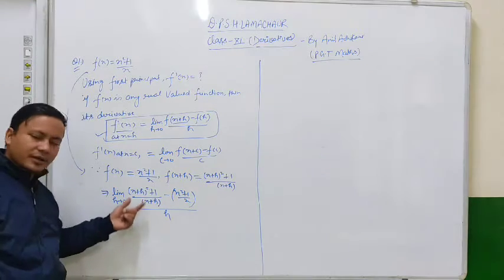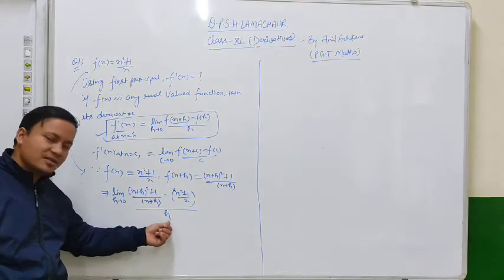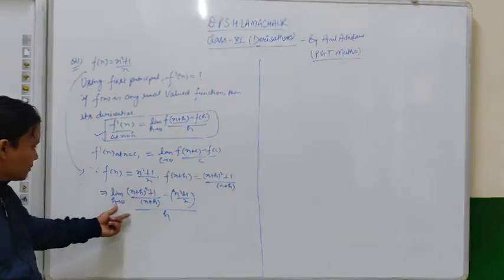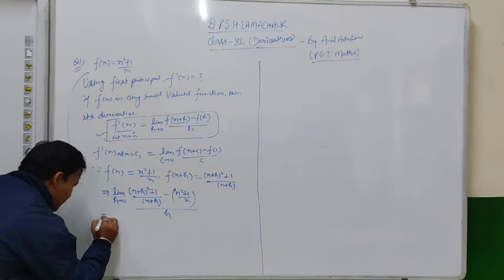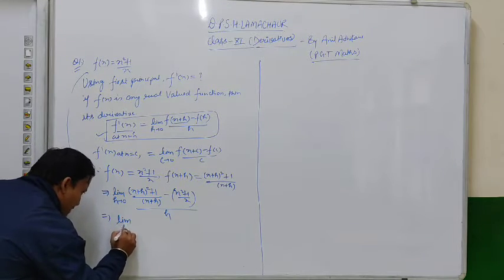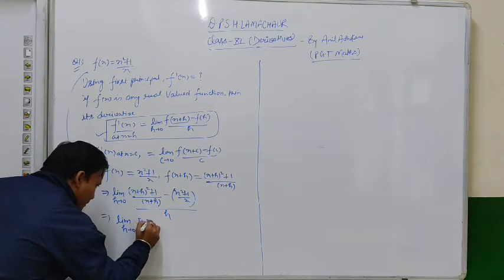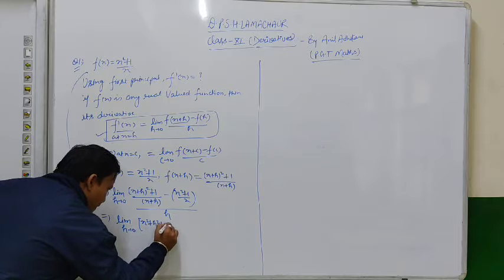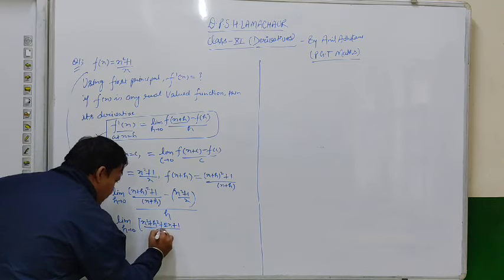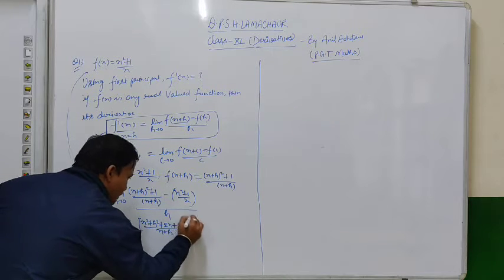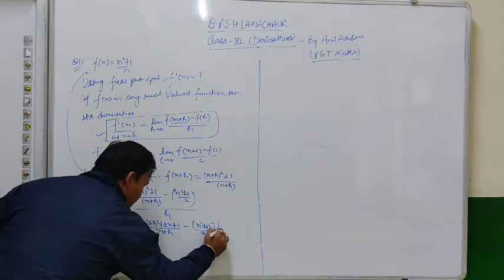Right now we cannot use the direct method and put the value of h as 0 over here, because if we do so, this will turn into an indeterminate form. So we have to solve it. So limit h tends to 0. Now see here, x plus h whole square, open it: x square plus h square plus 2xh, and plus 1, over x plus h, minus x square plus 1 upon x, whole upon h.